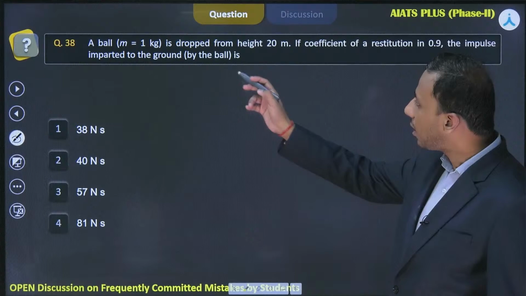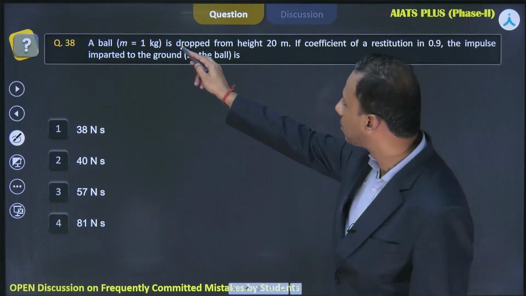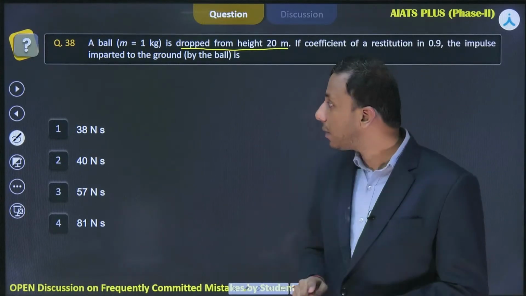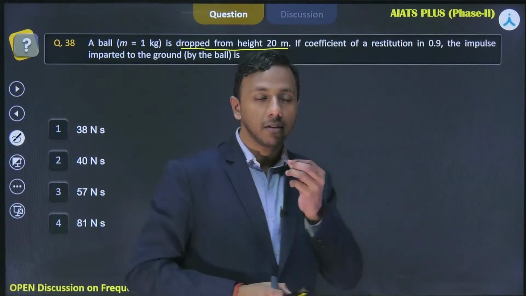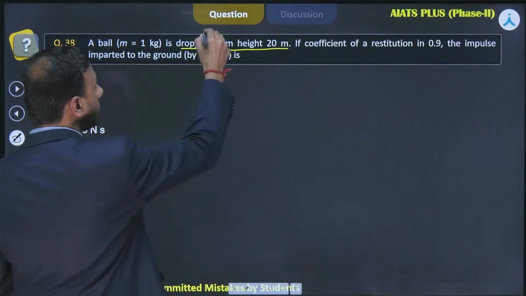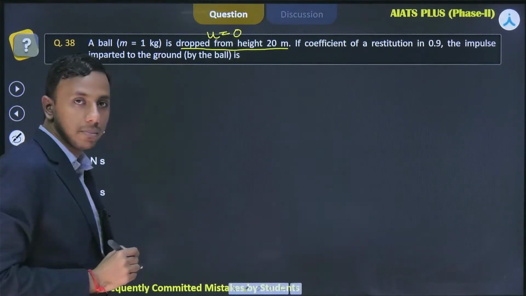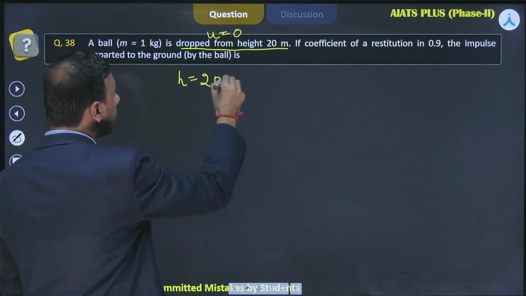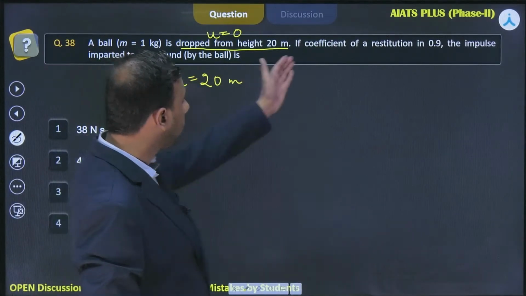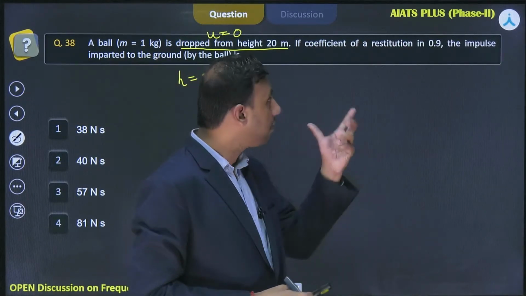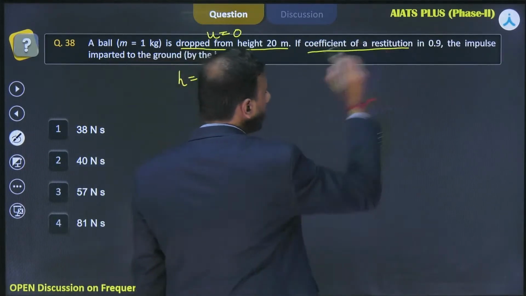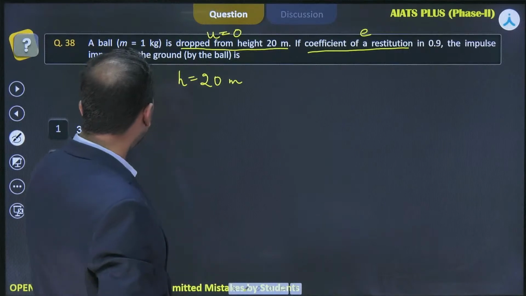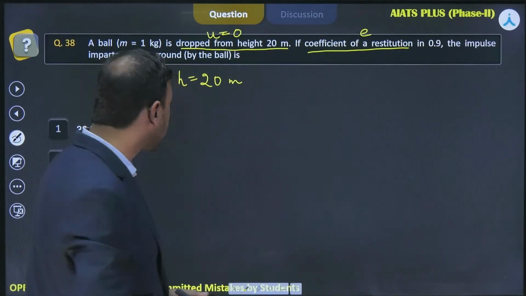See here, a ball is dropped from a height of 20 meter. It is dropped, meaning just dropped like this, so the initial velocity u of the ball will be equal to 0. And the height from which it is being dropped, h, is equal to 20 meter. And then they have given coefficient of restitution, which we talked about last time. We denoted it by the symbol e. And impulse imparted to the ground is what we have to find out.